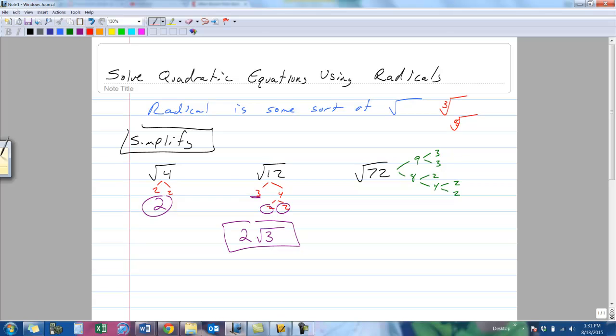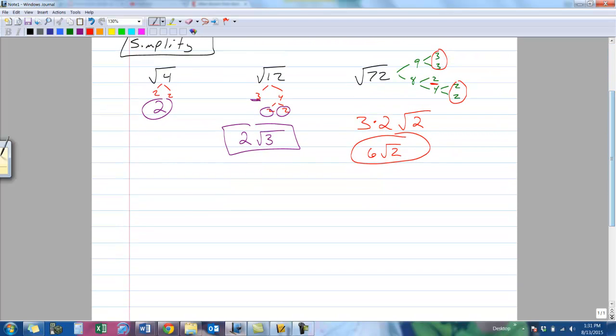So who's got a buddy? A pair of 3's, so a 3 comes out. And a pair of 2's. There are 2 sets of buddies here. A 2 comes out. But this 2 here, that other end, did not get a buddy. He stays inside the radical land. So we can multiply things that are outside. This is going to be 6 root 2. Alright, quick review on simplifying with radicals.